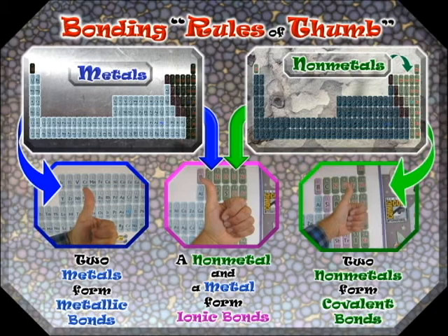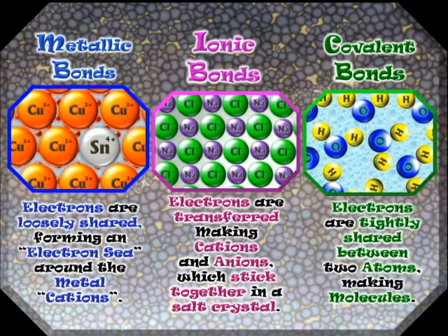So if you only see metals, metallic. If you only see nonmetals, covalent. And if you see one of each, ionic. Those are the rules of thumb. And that is why in metallic bonds we only see metals. In covalent bonds we usually only see nonmetals. And in ionic bonds in the middle, we see a metal and a nonmetal. Sodium, Na, is a metal. Chlorine, chloride in this case, Cl, is a nonmetal.